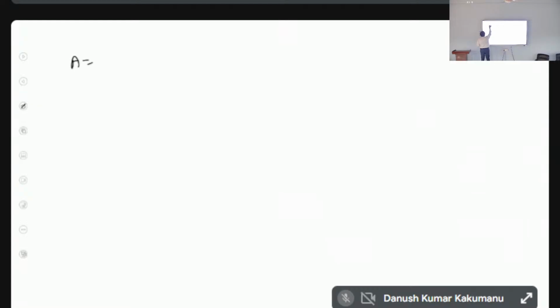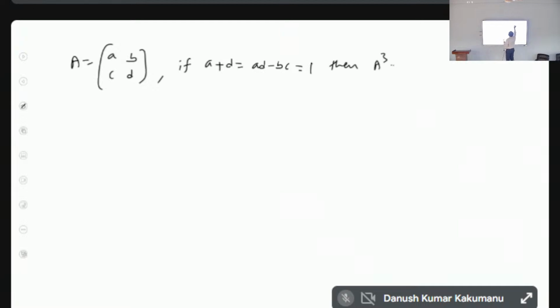A is equal to the matrix [[A, B], [C, D]]. If A plus D is equal to 1 and AD minus BC is equal to 1, then A cube is equal to what? That is our question. This was asked in a recent GATE paper, and it is repeated in GATE and ESE also.